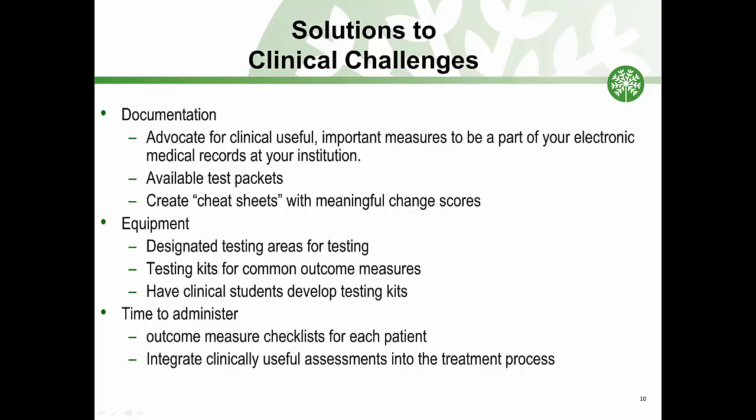First of all, documentation. There are available test packets of all routine tests in the clinic. Recording results: paper, create a testing form that includes all tests performed regularly, or electronic, designate a specific place to record test results in the record. Or you can also create cheat sheets with meaningful change scores. As far as equipment, you could designate a specific area for testing. You could change the tile color, or designate wall markers to indicate specific distances if you're doing specific tests on how far someone has walked or moved. You can create testing kits for common outcome measures, and possibly utilize assistive technology.